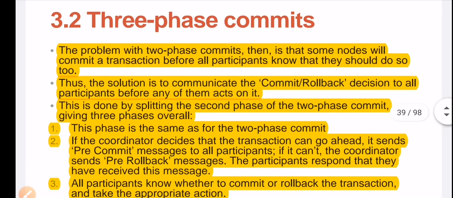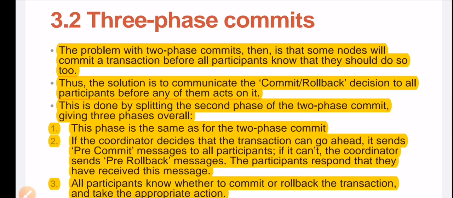Okay, three-phase commit. The problem with two-phase commit is that some nodes will commit a transaction before all participants know that they should do so. Thus, the solution is to communicate the commit or rollback decision to all participants before any of them acts on it.